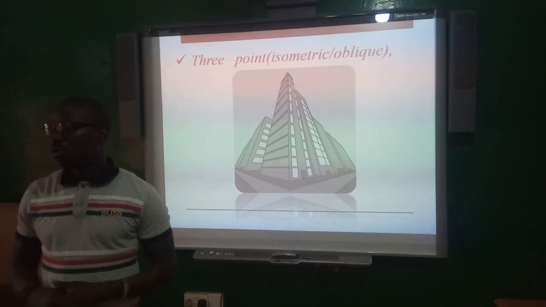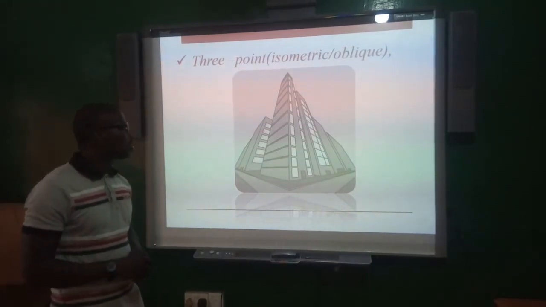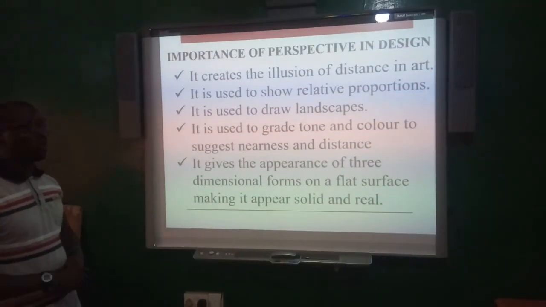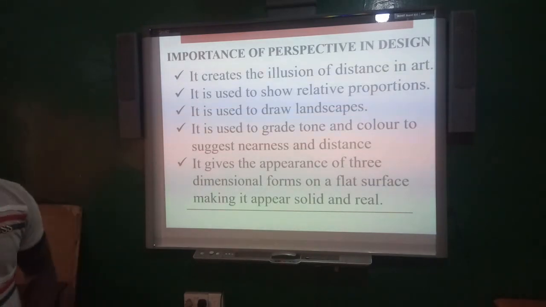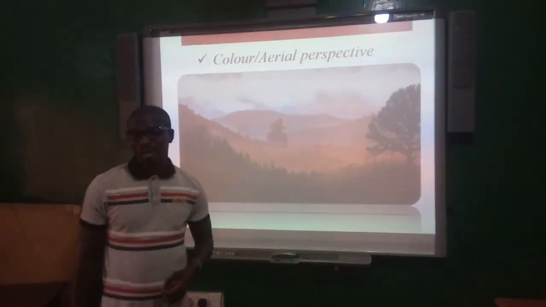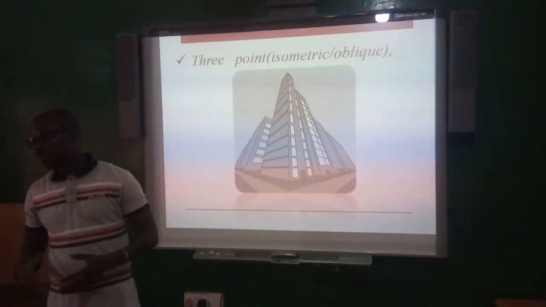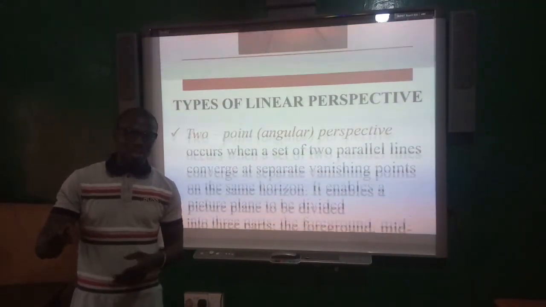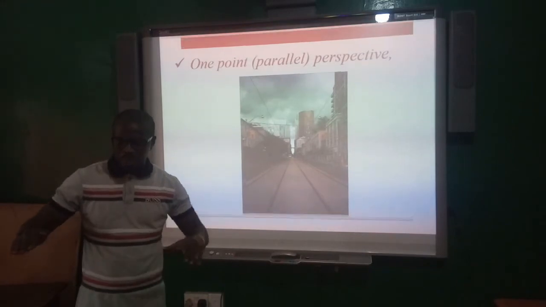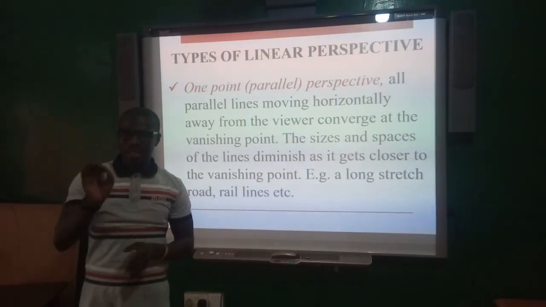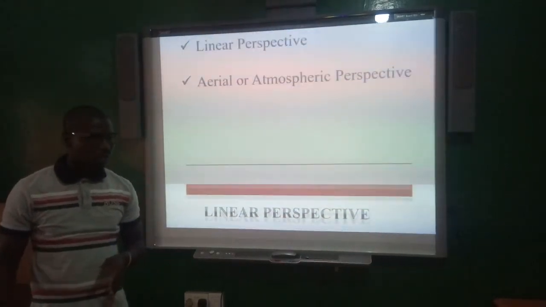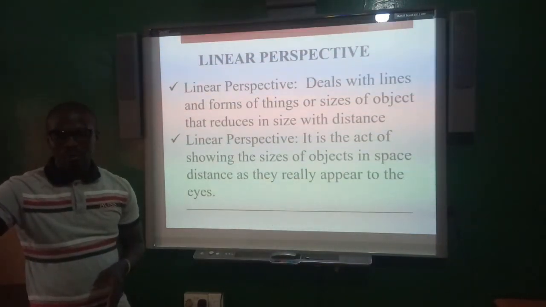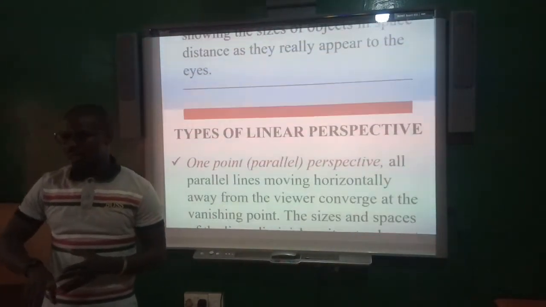Okay, so that is it for perspective. So today we got to know perspective. We got to know the types of perspective. We talked about the two types of perspective, which is the linear and aerial perspective. Please make sure you don't confuse yourself with this. We have two main types of perspective, the linear and the aerial perspective. And then under linear perspective, we have three types: the 1-point perspective, 2-point perspective, and 3-point perspective.